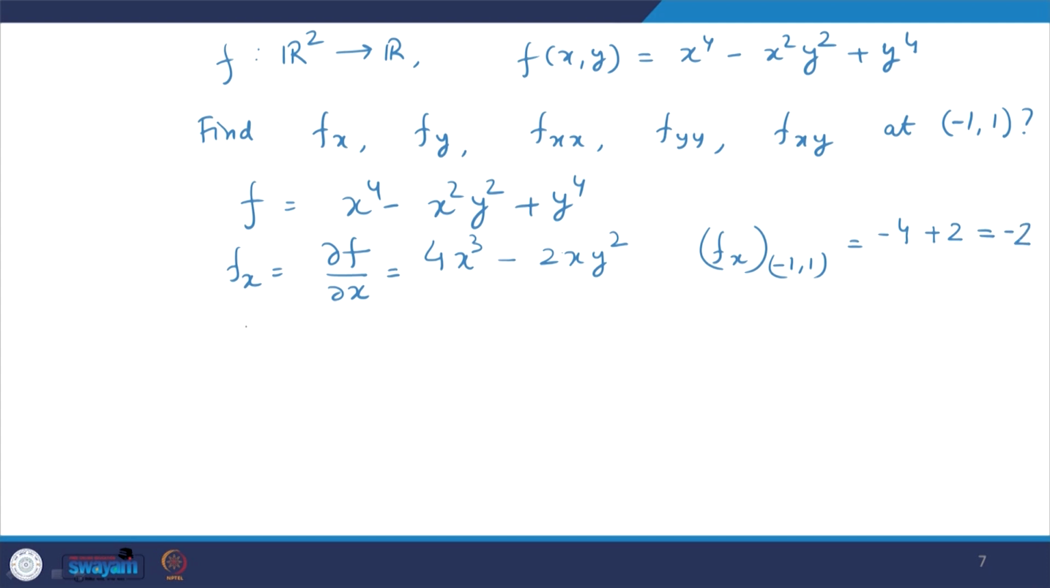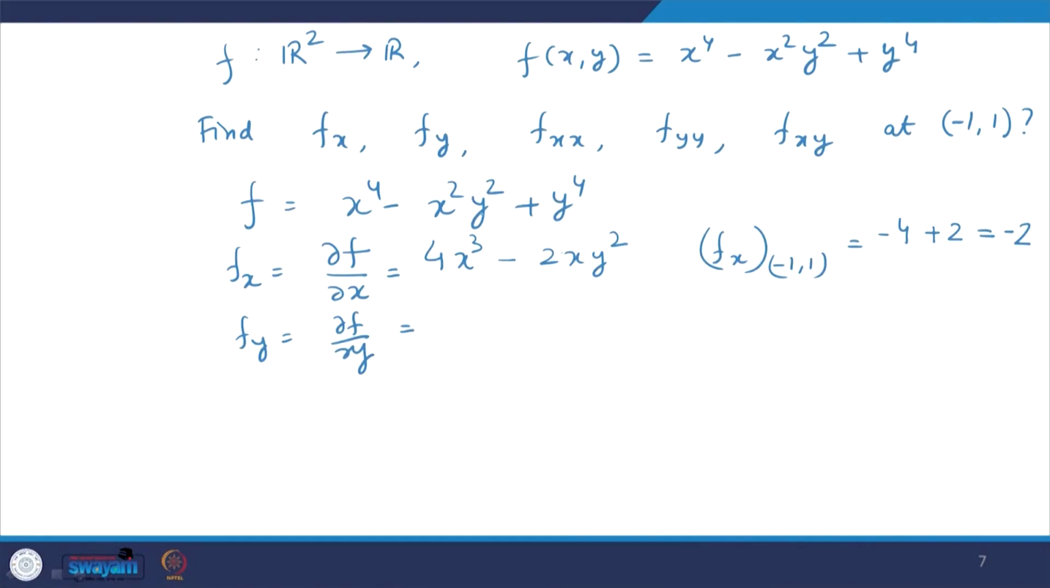Okay. Now, if you want to compute f_y, it is what? It is del f upon del y. If you want to partially differentiate f with respect to y, you will take y as a variable and all other variables as constant. So this will be 0. Now, the derivative of y square with respect to y will be 2y. So that is minus 2x square y plus 4y cube, and f_y at (minus 1, 1) will be nothing but, we have to put x equal to minus 1 and y as 1. So it is minus 2 and it is again plus 4. So it is 2.